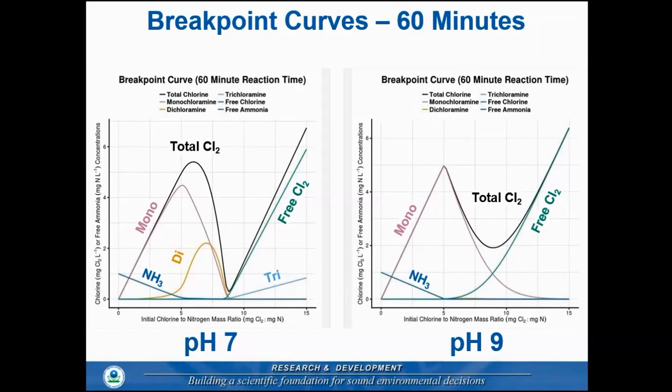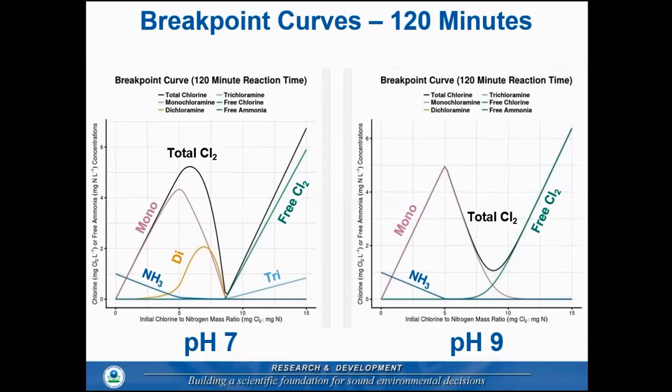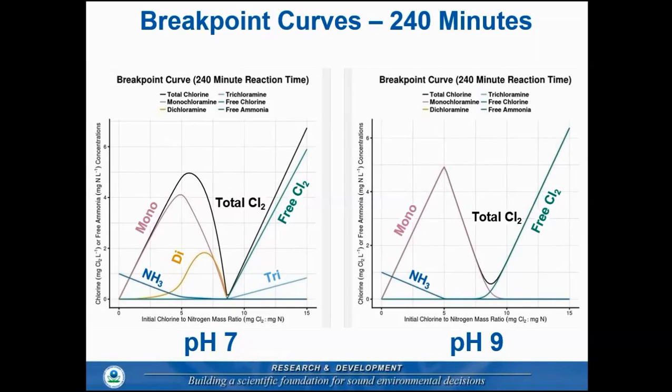As we continue on, it's 60 minutes. You can see, again, pH 9 is starting to finally look like a breakpoint curve over there. And then it continues on for 4 hours. They're kind of both complete. So at pH 7, what we see is that things happen a lot faster. And then when you're done with the breakpoint reactions, before the breakpoint, you have both mono and dichloramine present. Around the breakpoint, again, we've taken out most of the chlorine residuals, so nothing's really there. And past it, you see some free and trichloramine.